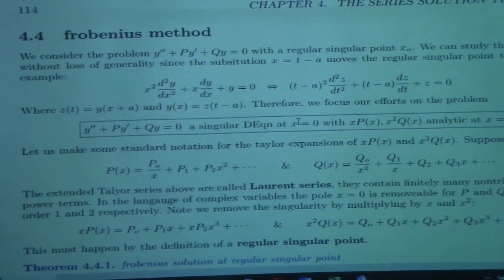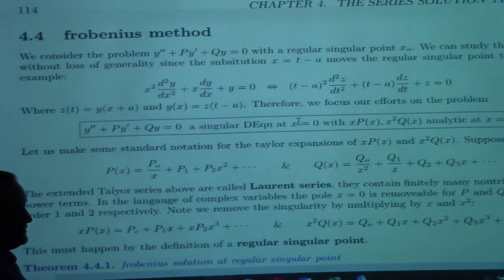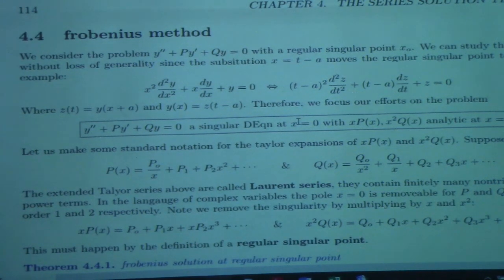But the nice thing is, if p and q are such that when we multiply by x and by x squared those are analytic, then this is said to be a regular singular point. By the way, I'm going to focus our attention solely on the center being 0. The reason that's reasonable is you can make a substitution x equals t minus a that will move 0 to a. So all the formulas in this section can easily be translated to centers other than 0. We'll focus on 0 because it reduces the clutter a lot.